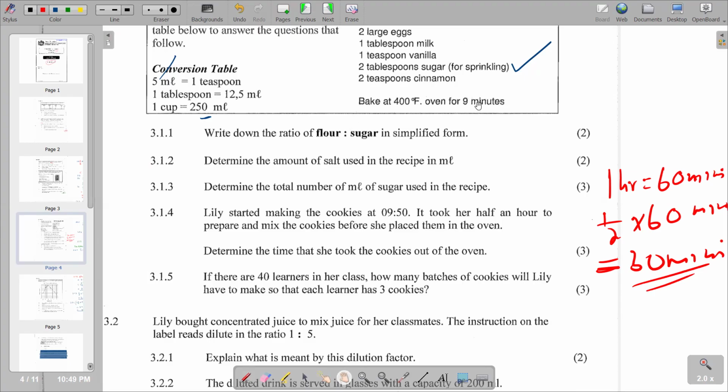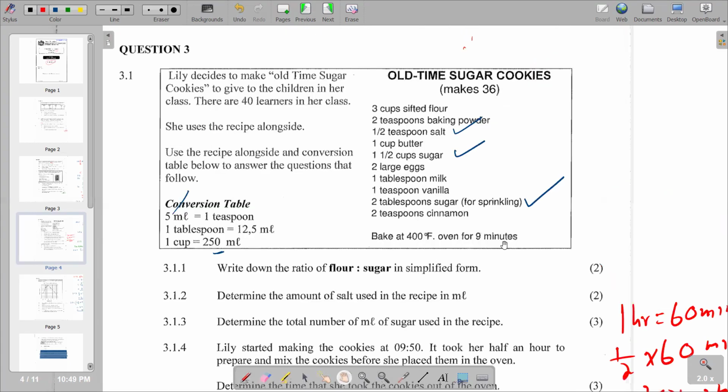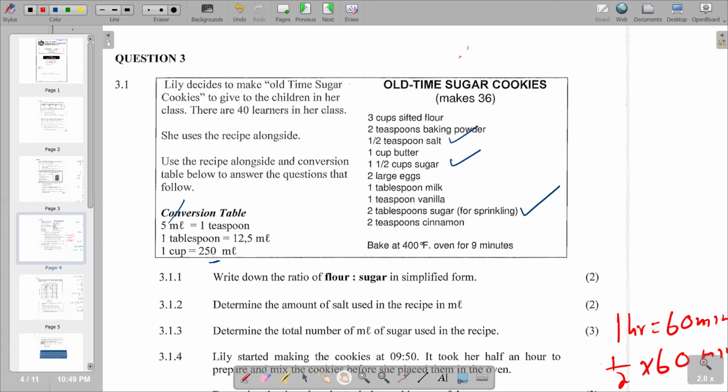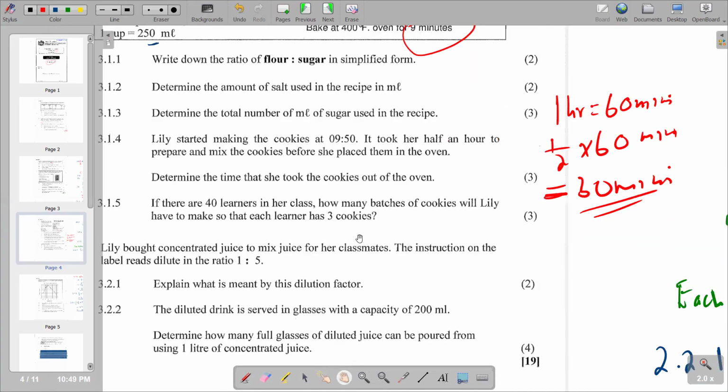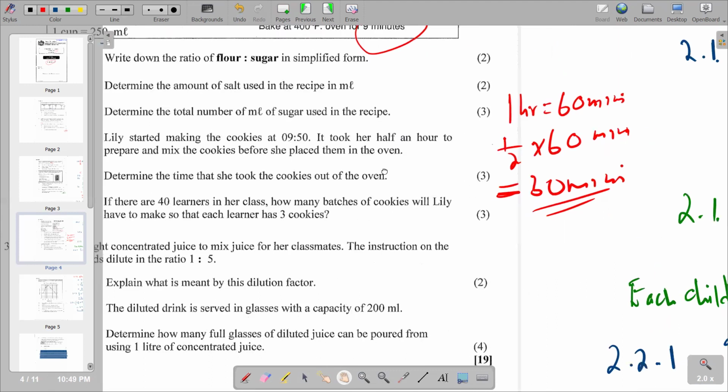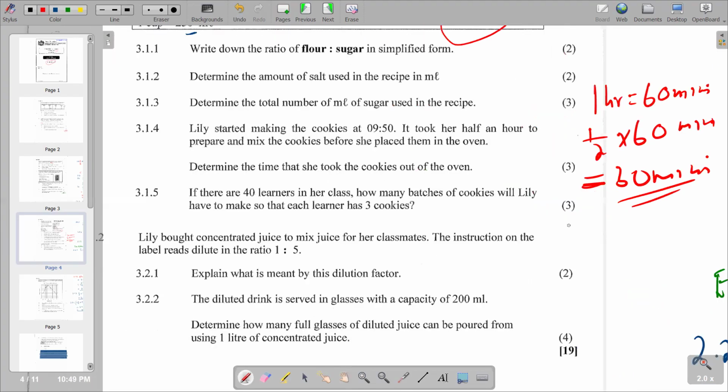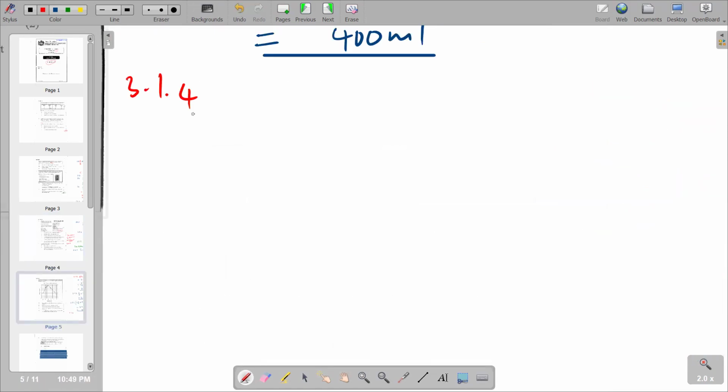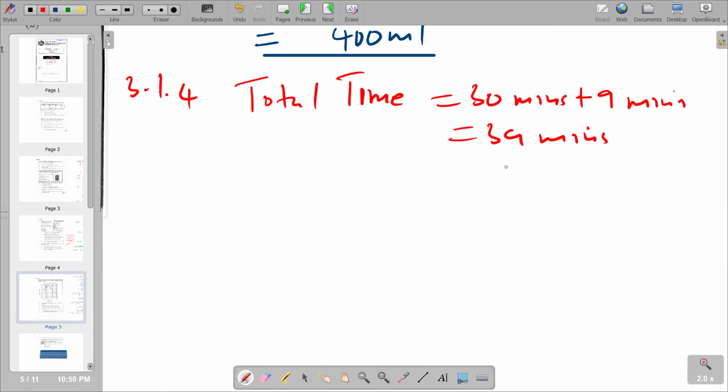Then after, the baking time is 9 minutes as presented in the information that we are given here. You see that, yes, in the oven for 9 minutes. So we're given it as 9 minutes here. So obviously we are going to add our 30 minutes plus our 9 minutes to get the total time that is required to get it out of the oven. So we say our 30, and then we add our 9, and we get 39 minutes. So basically, this is the total time.